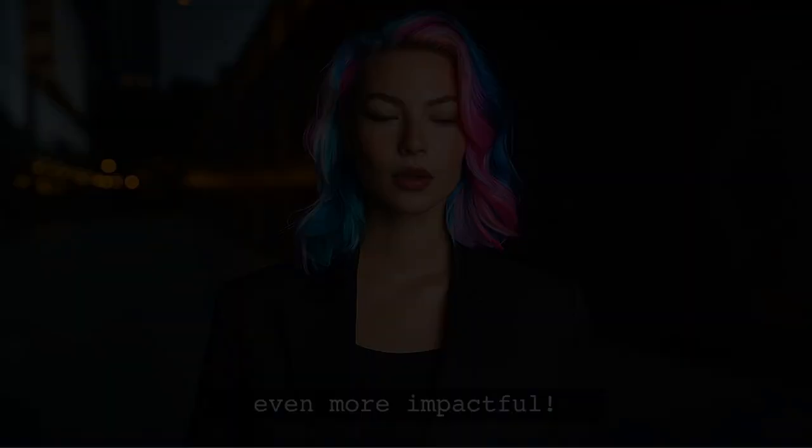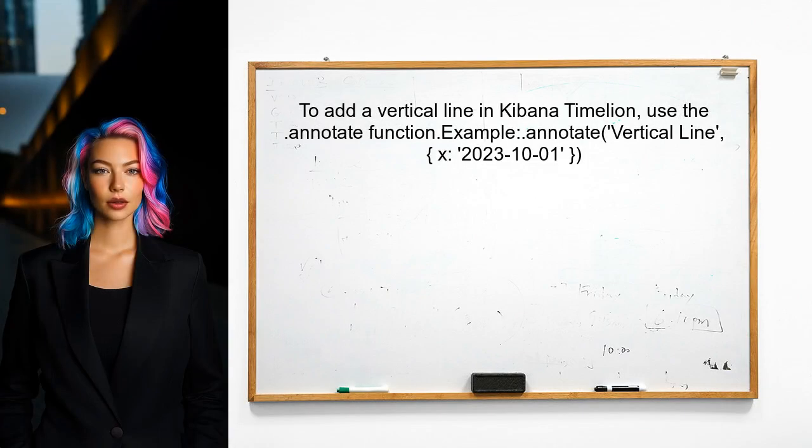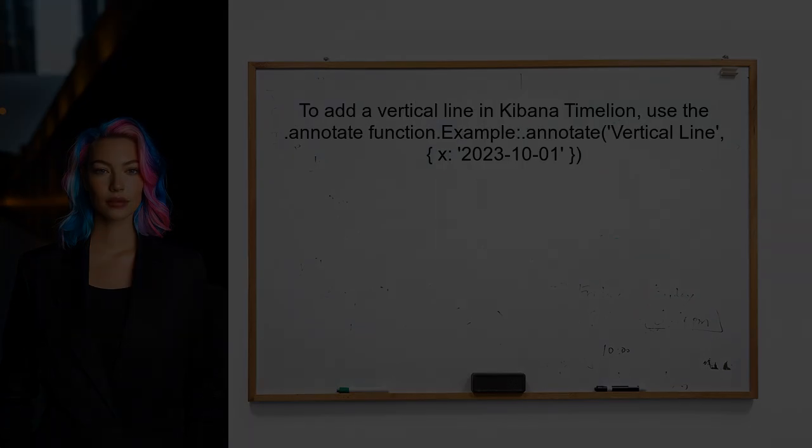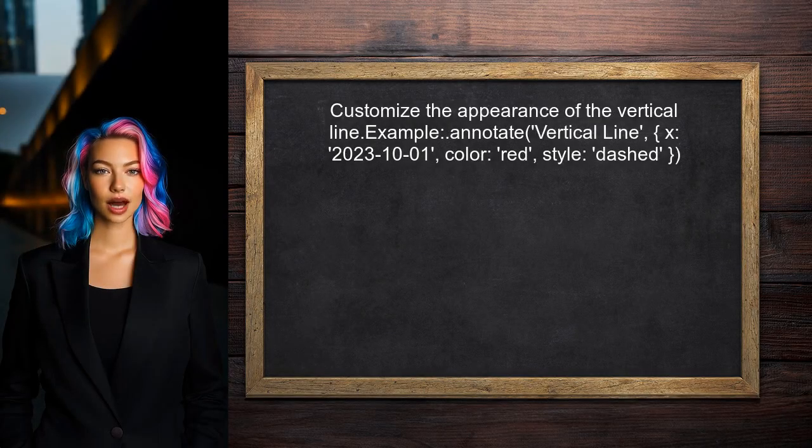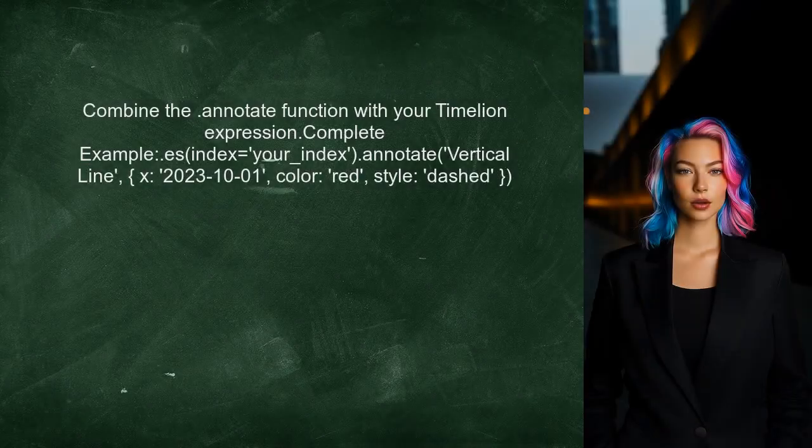To add a vertical line in Kibana Timelion, the user should start by using the .annotate function. This function allows the user to mark specific points on the chart. Next, the user needs to specify the date where the vertical line should appear. This is done by providing the x-coordinate in the .annotate function. After that, the user can customize the appearance of the vertical line. This includes setting the color and style of the line to make it stand out. Finally, the user should combine the .annotate function with their existing Timelion expression to display the vertical line on the chart.